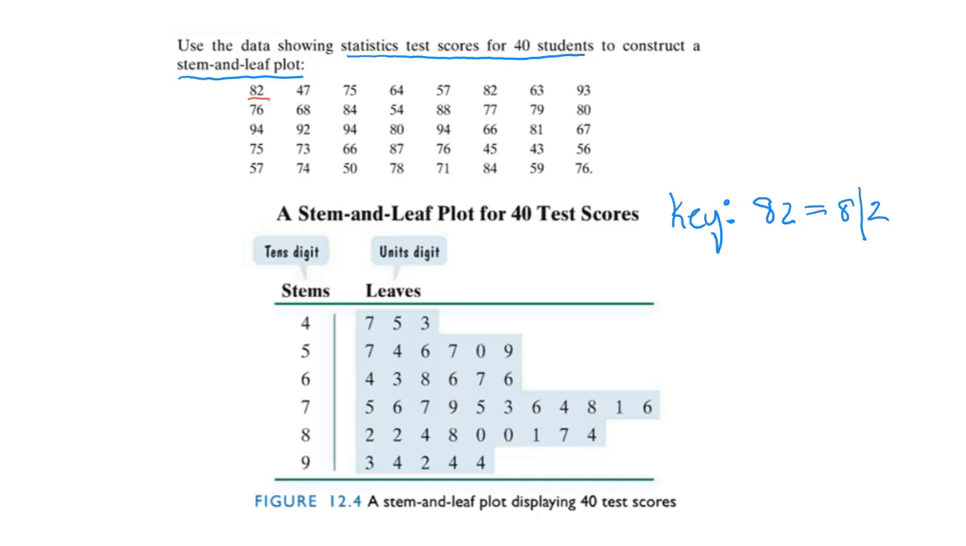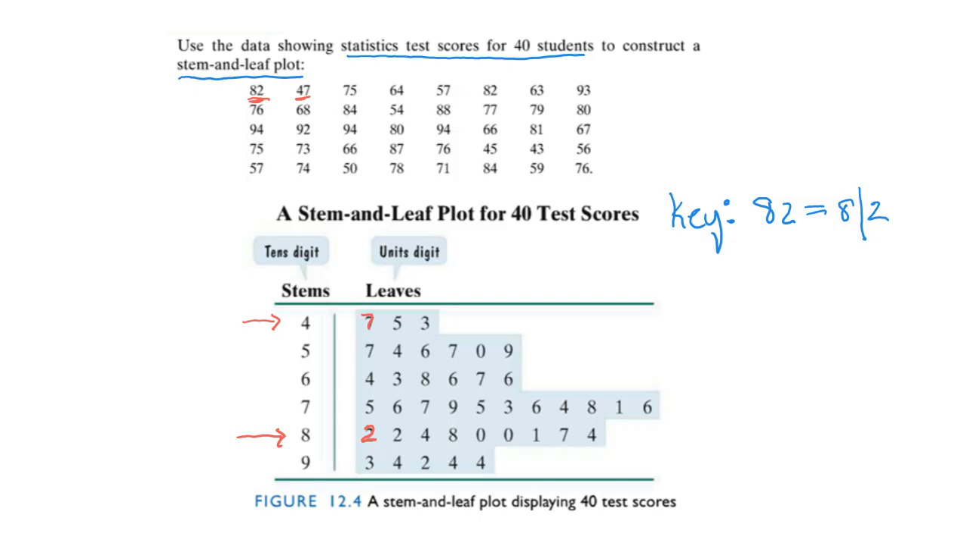All right, so again, looking at 82, I'm going to go to my stem that has the 8, and I'll place the leaf, the number 2. If I go to the next number, 47, I'm going to go to the stem that is a 4 and place the 7 as the leaf. And we'll do this for each of our data values until we have all of them listed.